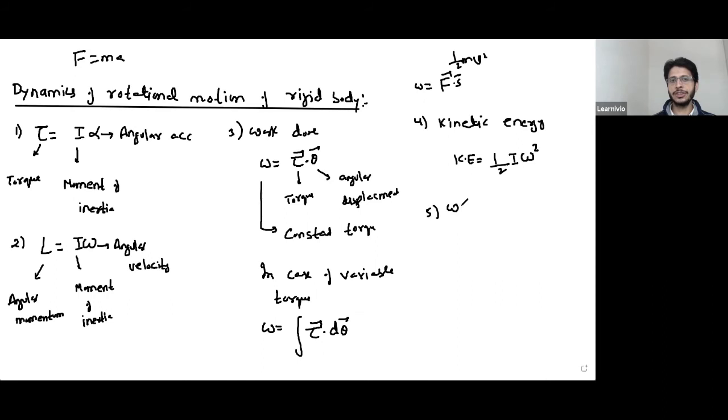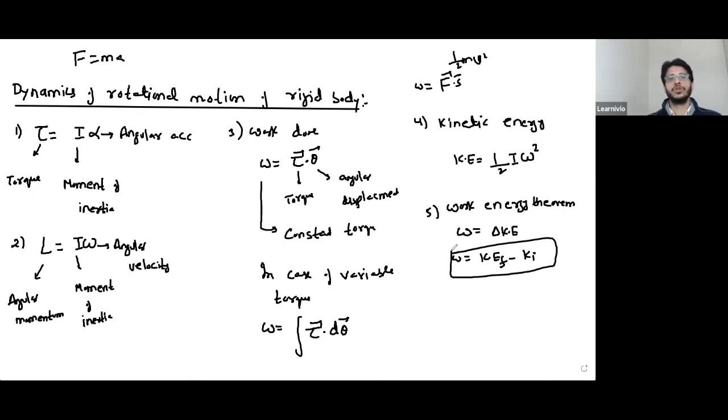After kinetic energy, you can use the work energy theorem. Work energy theorem says work done is change in kinetic energy. It's final kinetic energy minus initial kinetic energy. So in the next numericals, we will use all these 5 relations. So it's a lengthy numerical.